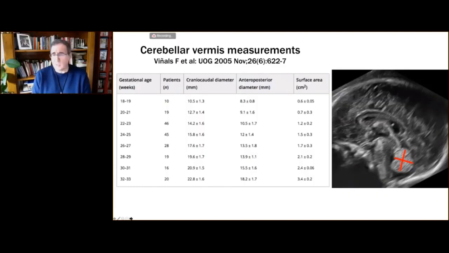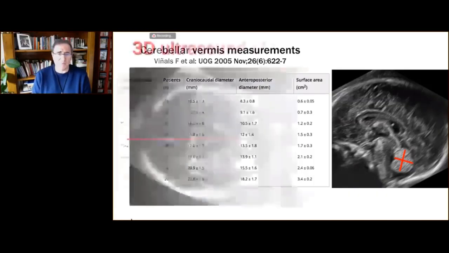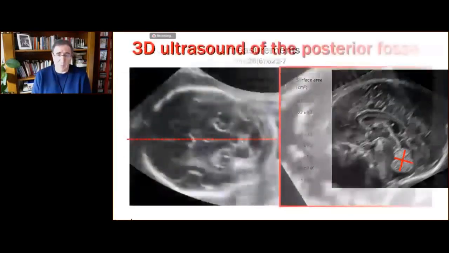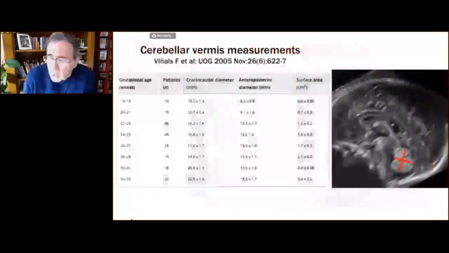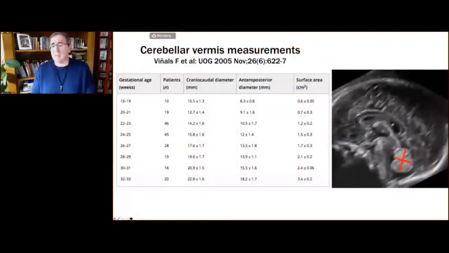You can measure the 2 main diameters of the cerebellar vermis in the mid-sagittal view. You can also obtain the surface. It's hard to tell what is best. Usually we go with the diameters because the surface has a lot of variability.